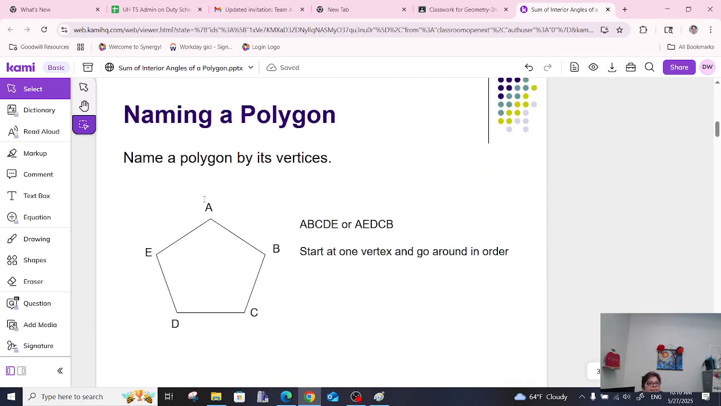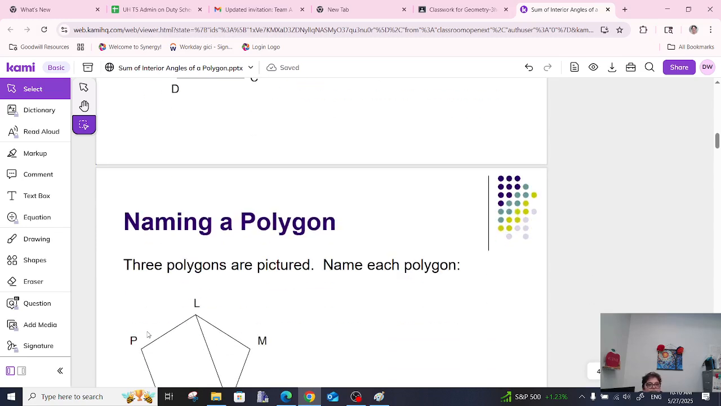Now, you can name a polygon by its vertices. You can start at one vertice and just go around in a circle. You can't cross over. You can't tell me A, D, E, C, and then B. You have to go around. You can start anywhere. Like I could start at C and go C, D, E, A, B. Or I could go C, B, A, E, D. Does that make sense? You have to go in order.